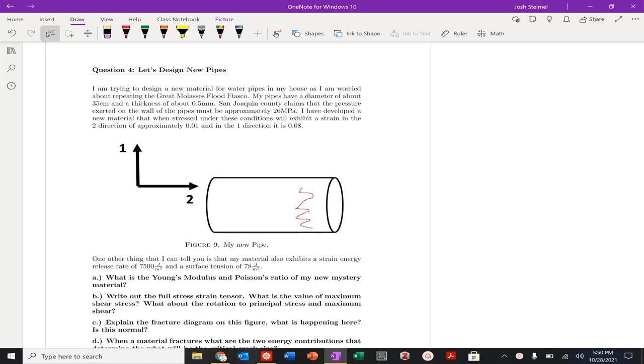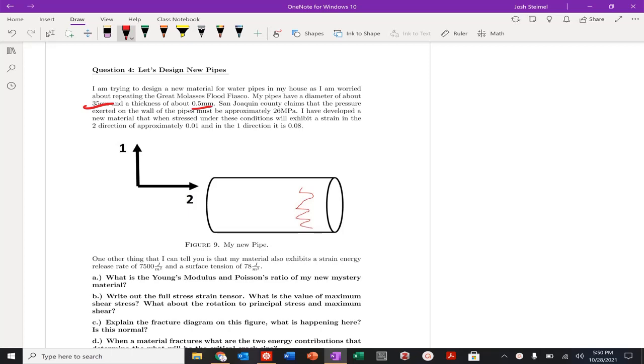All right, and let's get into basically question 4. So let's design some new pipes. Our last problem for this practice exam. So trying to design a new material for water pipes, worried about repeating the Grace Fiasco. My pipes have a diameter of 35 centimeters.